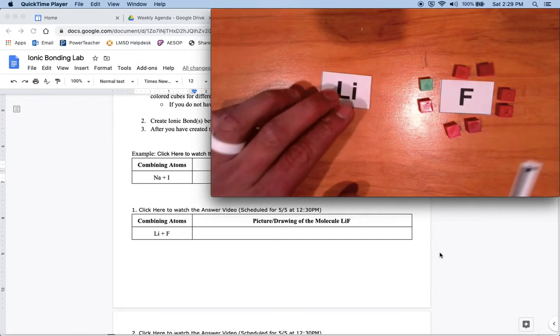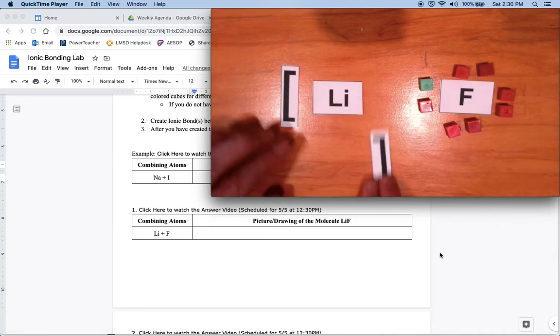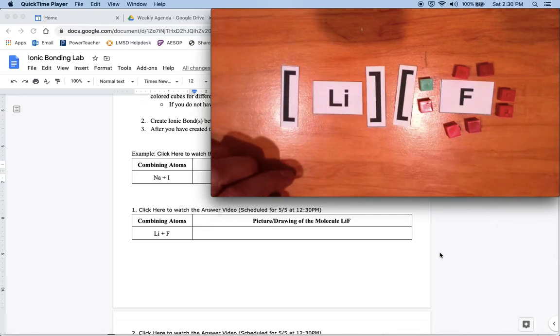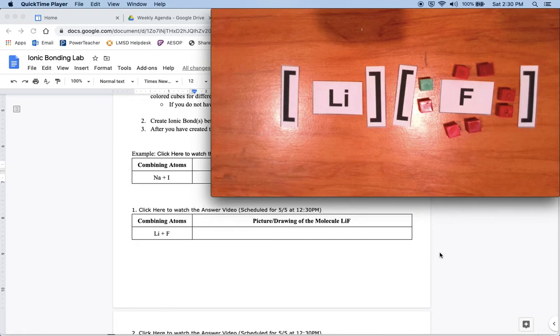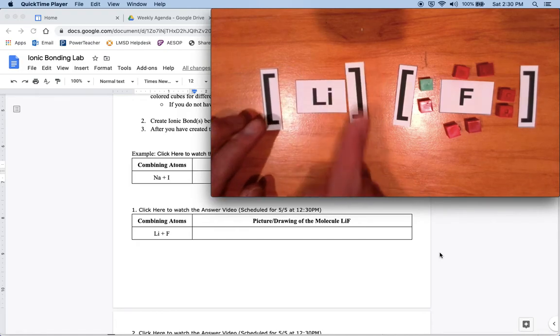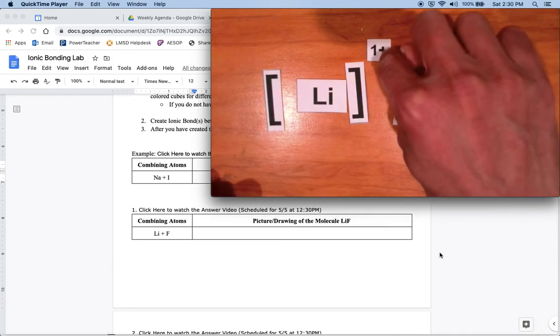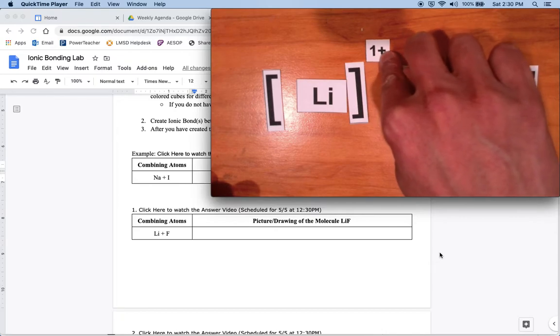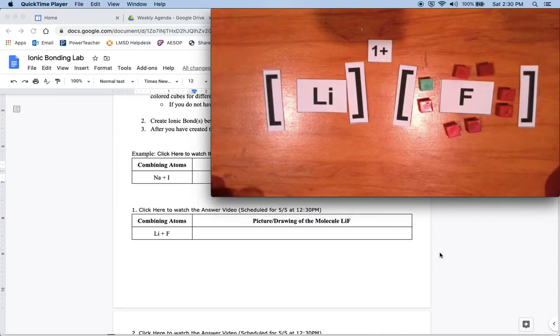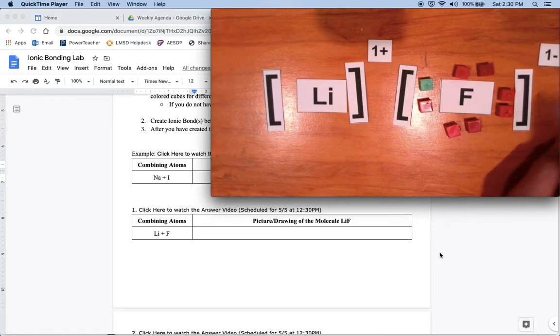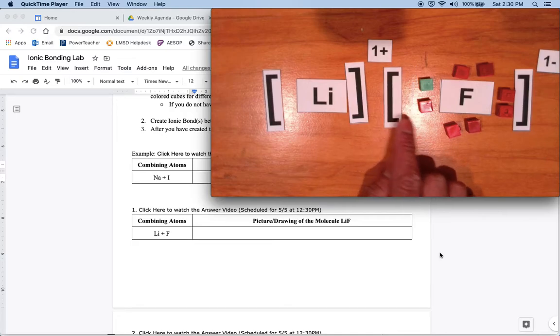So what I'm going to do now is I have to put my brackets around it because my atoms have changed, right? The number of protons does not equal the number of electrons anymore. So lithium, since it gave away an electron, it now has 1 more proton, which is positive. And fluorine, since it gained an electron, it now has 1 more negative thing. So now it's a 1 minus charge to it.